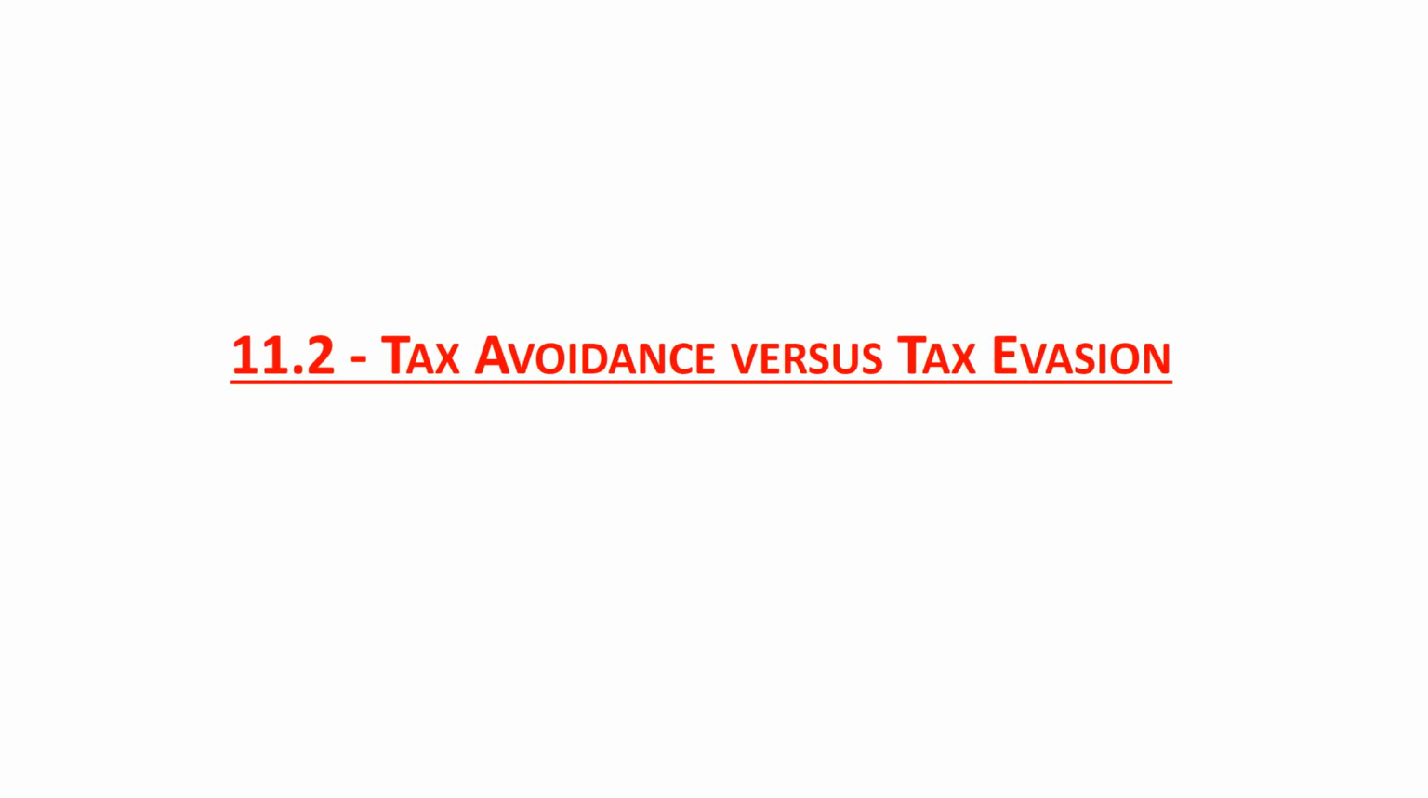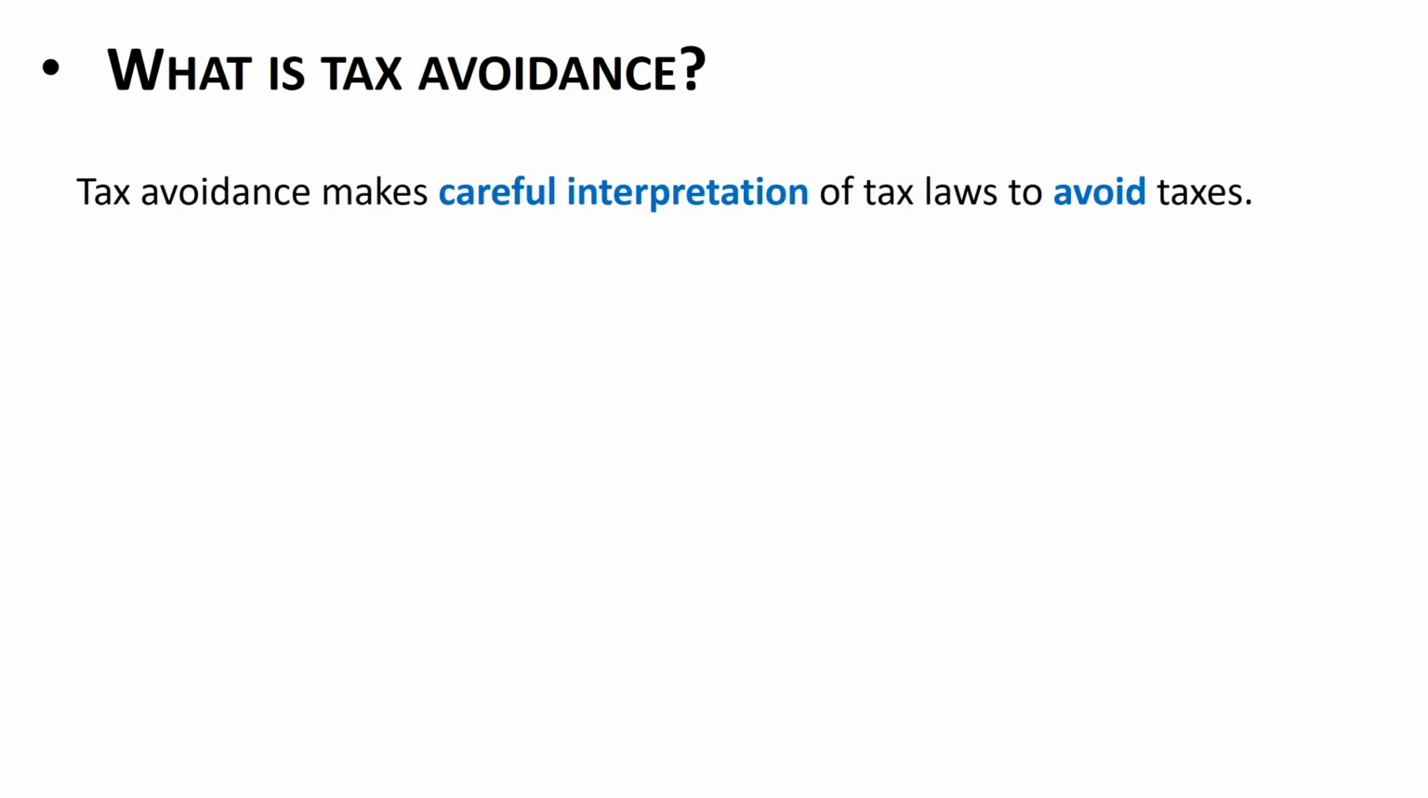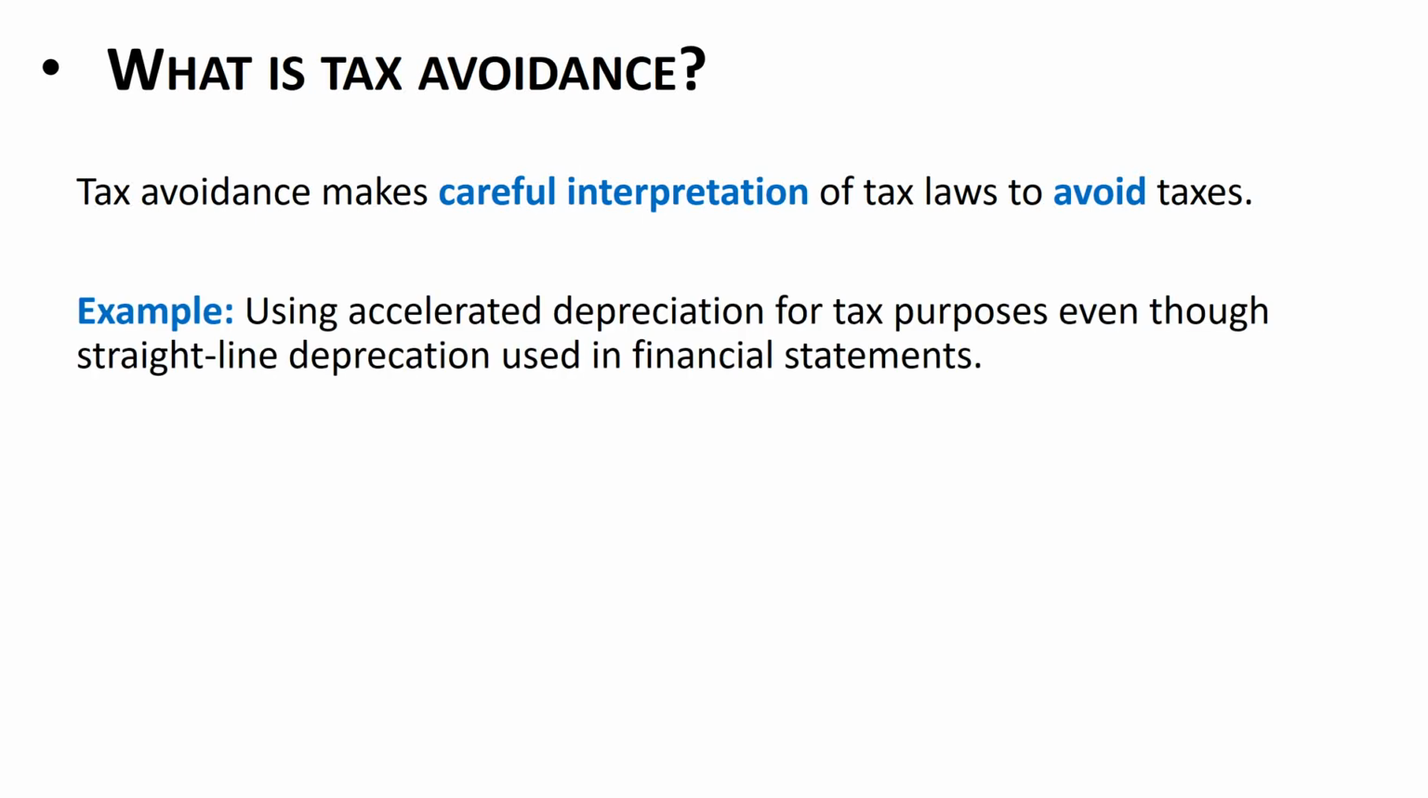Okay, second concept, tax avoidance versus tax evasion. Tax avoidance, you want to do; tax evasion, you do not want to do. Right? So what is tax avoidance? Tax avoidance makes careful interpretation of tax laws to avoid taxes. It's kind of tax planning, right? To minimize your tax obligations while being legal. Example, using accelerated depreciation for tax purposes, even though straight line may be used in financial statements. That's tax planning, because accelerated depreciation tends to reduce your income in the early years, therefore your taxes.